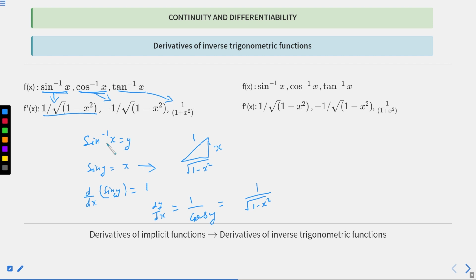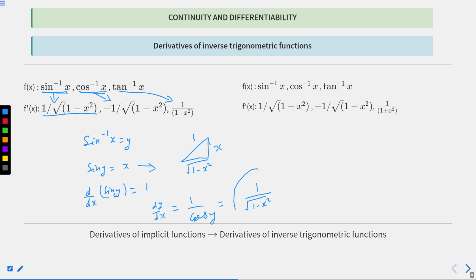And at minus pi by 2 to pi by 2, cos y will be positive. That's why I wrote 1 by root 1 minus x square, the whole term in positive, because cos y, where y belongs to minus pi by 2 to pi by 2, will be positive. Simple. So that's the reason I wrote plus 1 by root 1 minus x square. Clear? This is for this.